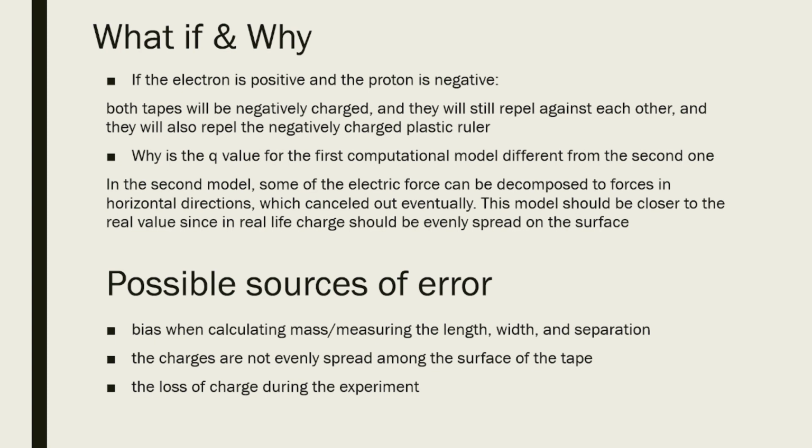The reason that the Q value for the first computational model is much larger than the second one is that in the second model, some of the electric force can be decomposed into forces in horizontal directions, which will cancel out eventually. This model should be closer to the real value since in real life, charge should be evenly spread on the surface. There are some possible sources of error, like there might be bias when we're calculating the mass or measuring the length and width of the tape. And if the charge is not evenly spread across the surface of the tape, or there is loss of charge during the experiment, there will also be errors.